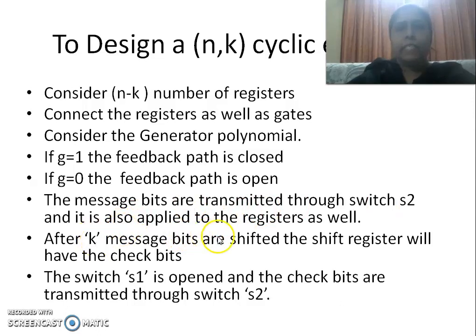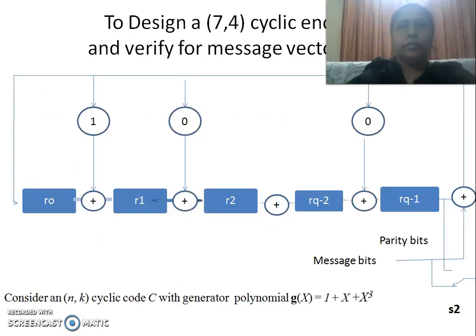After k message bits are shifted out, we then have to open switch S1 and connect switch S2 to the check bits or the parity bits, and the parity bits are transmitted one after the other. So all the bits combined form the code word of the cyclic encoder.